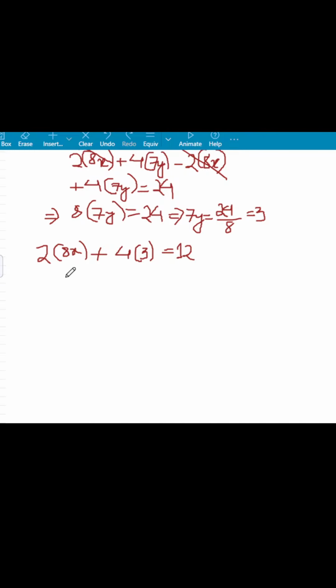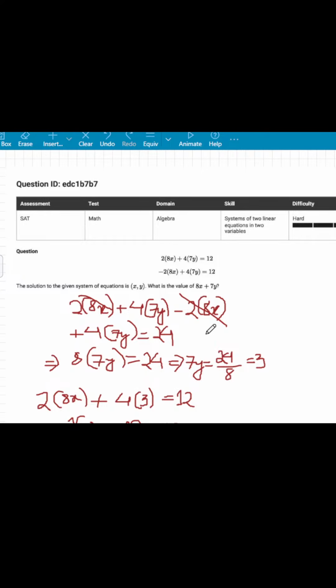So this is 16x plus 12 is equal to 12. So we subtract 12 from both sides, and we get 16x is equal to 0. So x is 0. So then 8x is also 0.